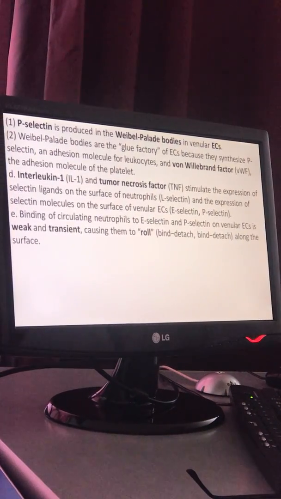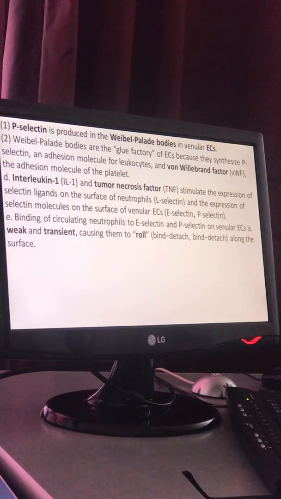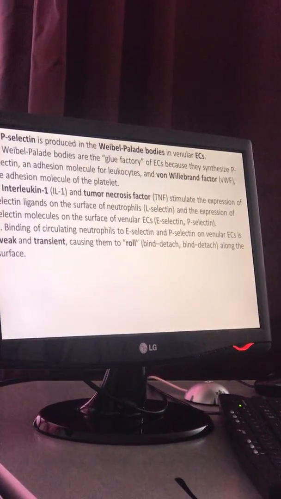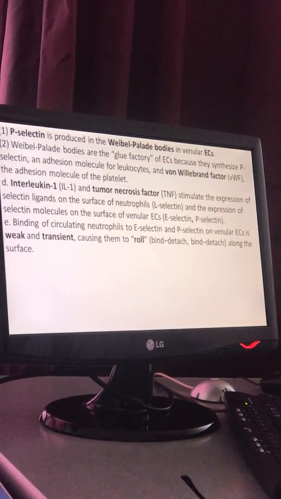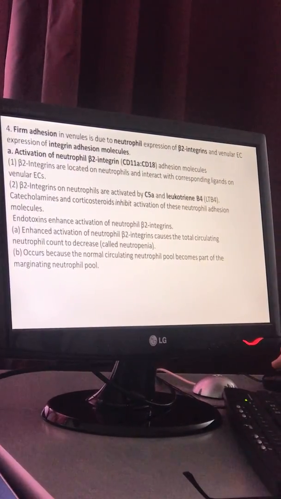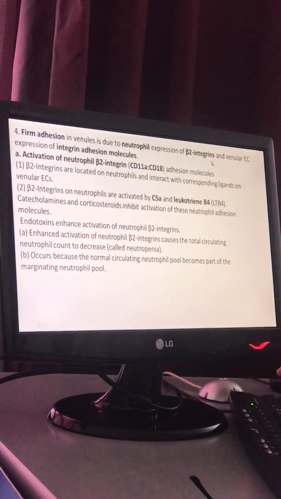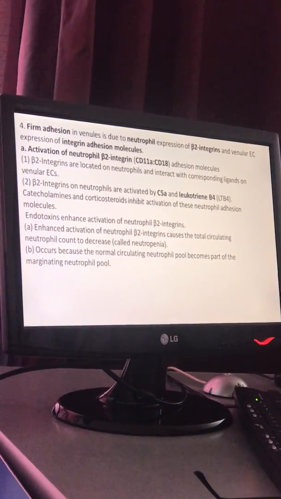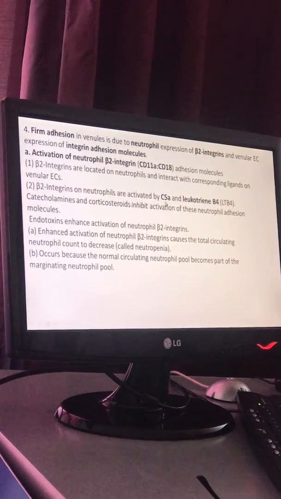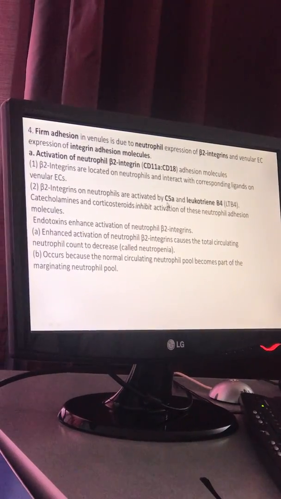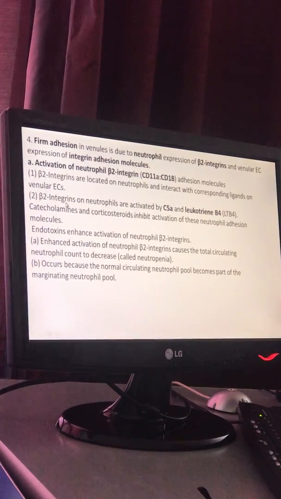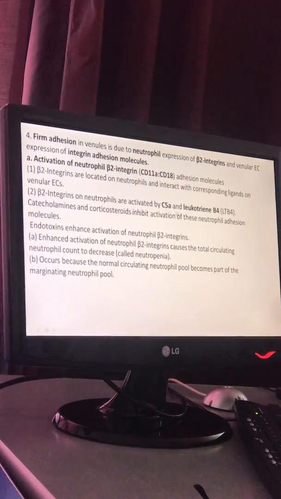Anytime that we study some new mechanisms, some new molecules, then there are some diseases that are caused by deficiency of these molecules. So we will also see some diseases that are due to deficiencies of some of these molecules. Firm adhesion in the venules is due to the neutrophil expression of beta-2 integrins. And the other molecules on the endothelial cells are called integrin adhesion molecules. And here again, names of some other chemical mediators such as C5a, complement 5, the number after complement, and A, C5a and leukotriene B4. The beta-2 integrins are activated by these molecules.